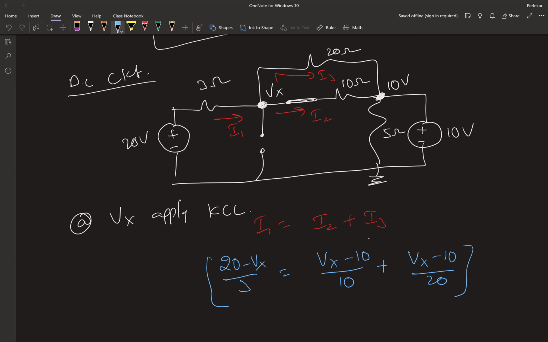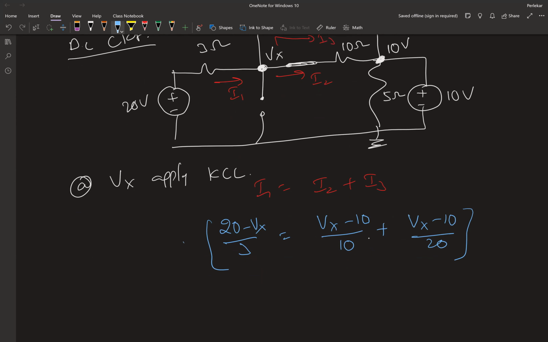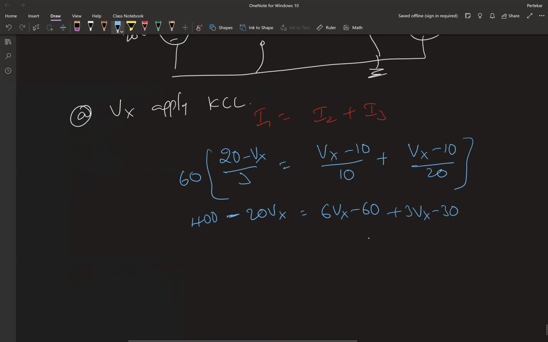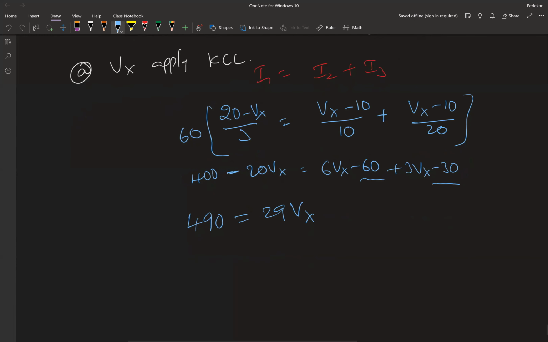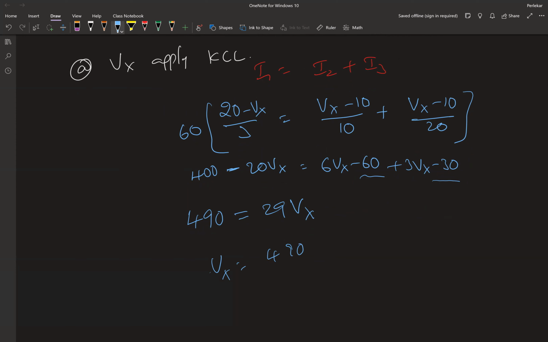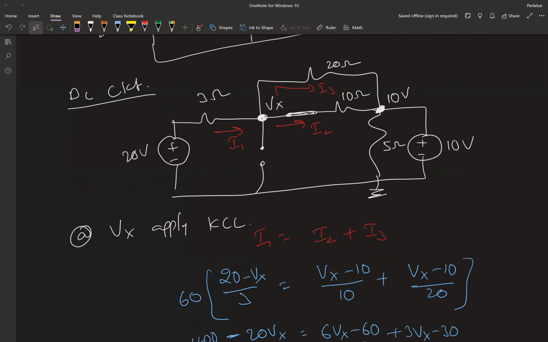I'm going to multiply both sides by 60 to eliminate the denominator. So 20 times 20, that is 400, minus 20 Vx equals 6 Vx minus 60 plus 3 Vx minus 30. If I take the 20 Vx to the other side, that's 29 Vx, and moving these two terms to the other side gives 490. So Vx equals 490 divided by 29, which is 16.89 volt.